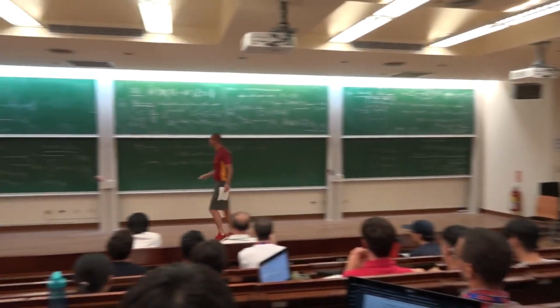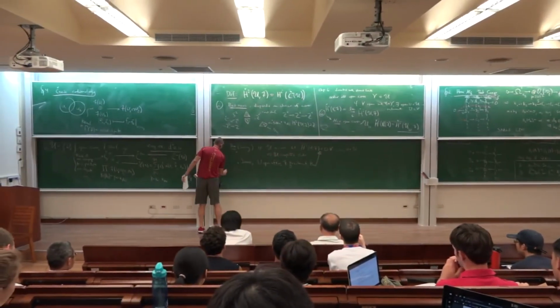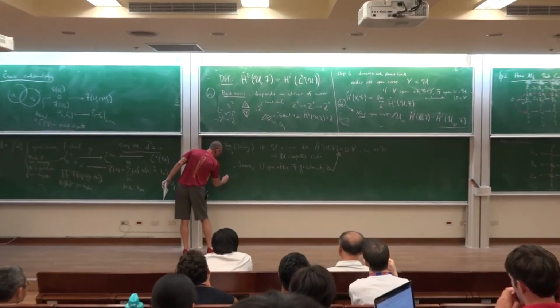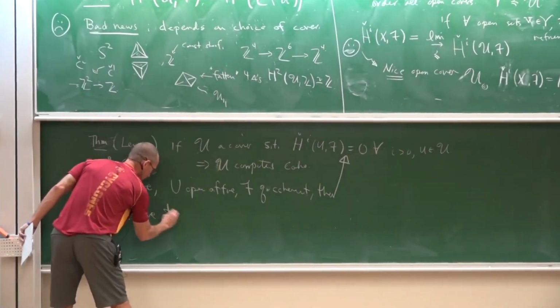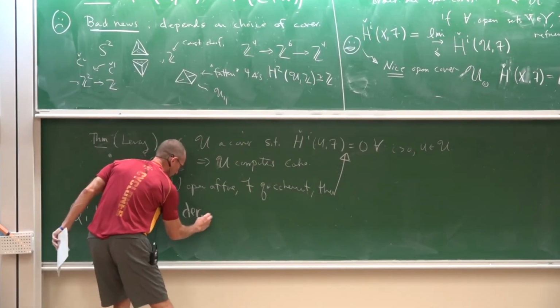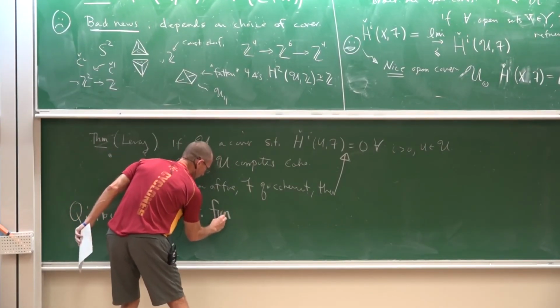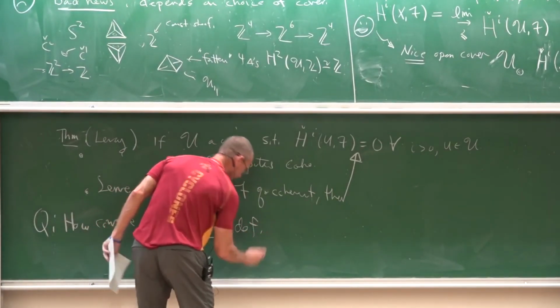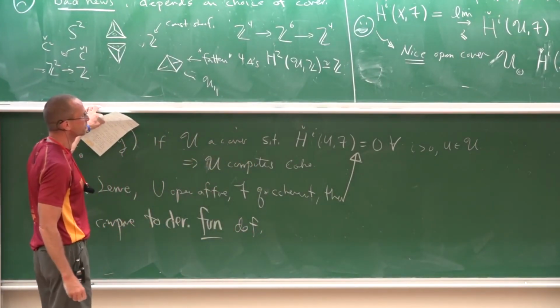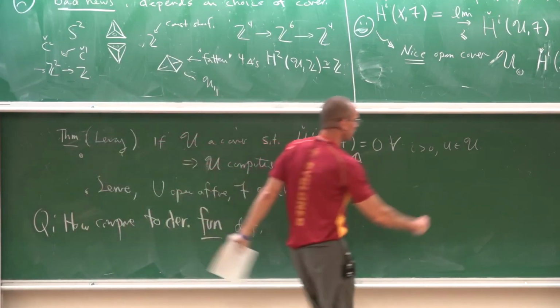Is it compared to the other? So the question is, how does this compare? I mean, I went through this whole rigmarole of how does this compare to this other definition, the derived functor. And the answer is actually pretty easy. It's a good place to end. So maybe I just do it right here.